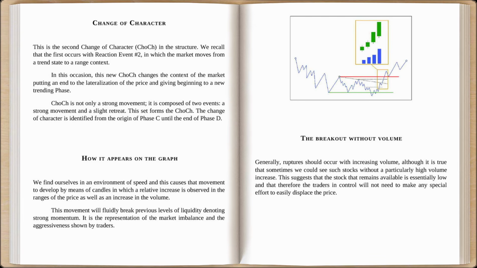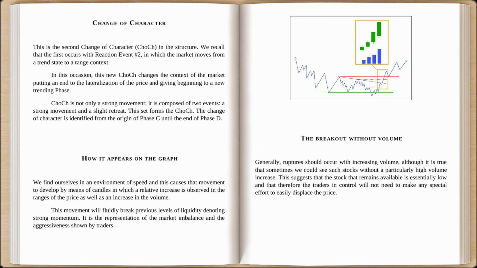We find ourselves in an environment of speed, and this causes that movement to develop by means of candles in which a relative increase is observed in the ranges of the price, as well as an increase in the volume. This movement will fluidly break previous levels of liquidity, denoting strong momentum. It is the representation of the market imbalance and the aggressiveness shown by traders.